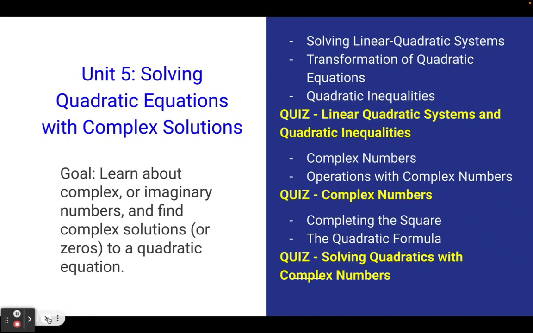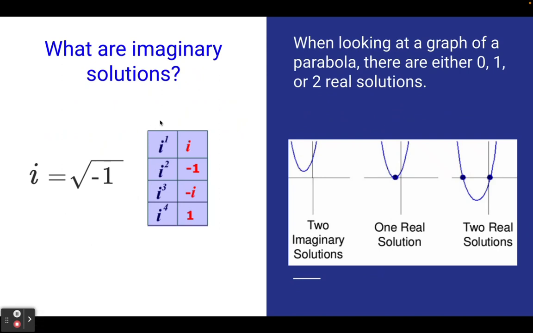If we take a look, when we talk about complex or imaginary solutions, we have to first understand that i is the imaginary number, and that is equal to the square root of -1. Now we know we can't take the square root of a negative number. That's why it's an imaginary number. But this is helpful in understanding when we have a quadratic equation that forms a parabola. And a solution is where we count the zeros which cross the x-axis.